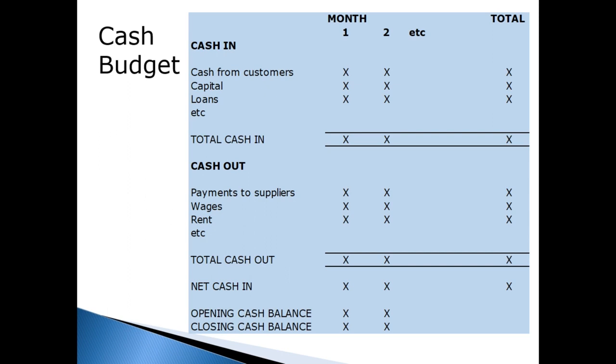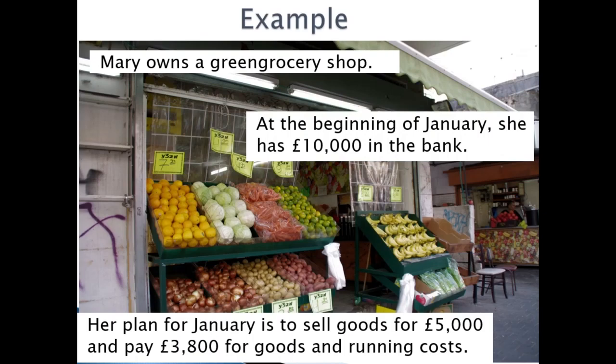Now let's have a look at a simple example. So we've got Mary here. She owns a greengrocery shop. At the beginning of January, she has £10,000 in the bank. Now her plan for January is to sell goods for £5,000 and pay 3,800 for the goods and running costs.